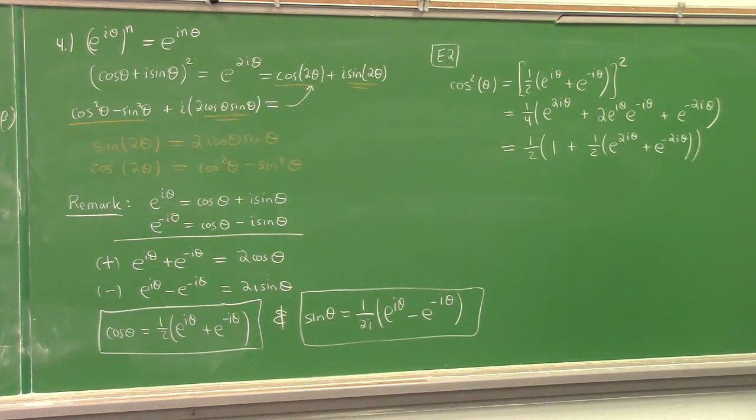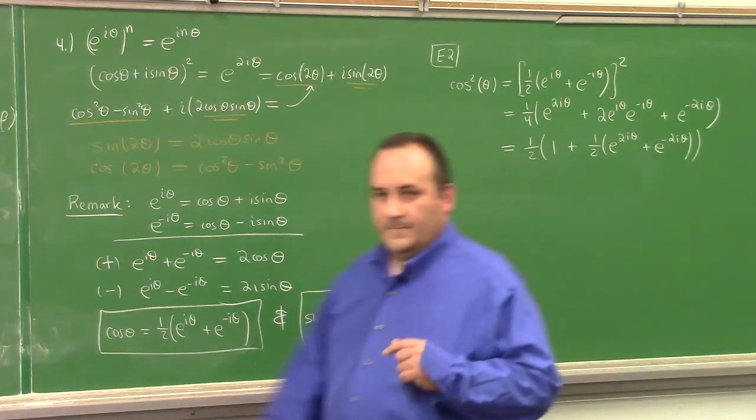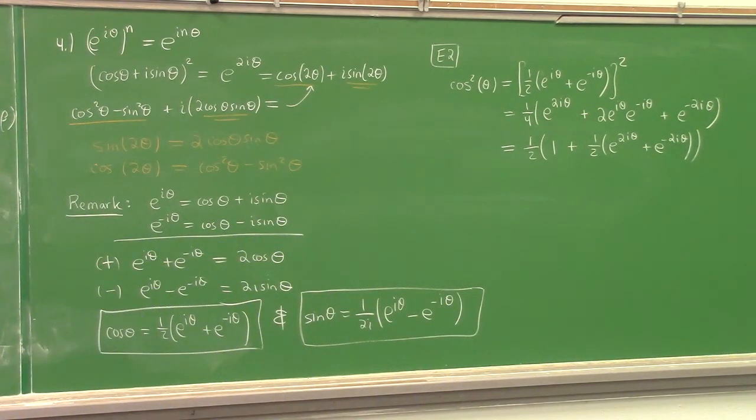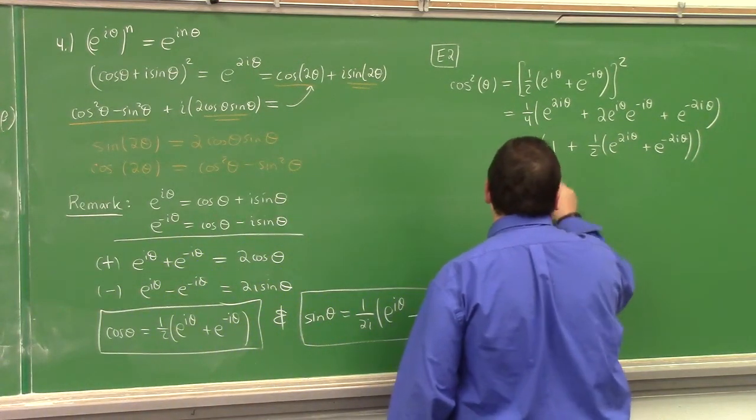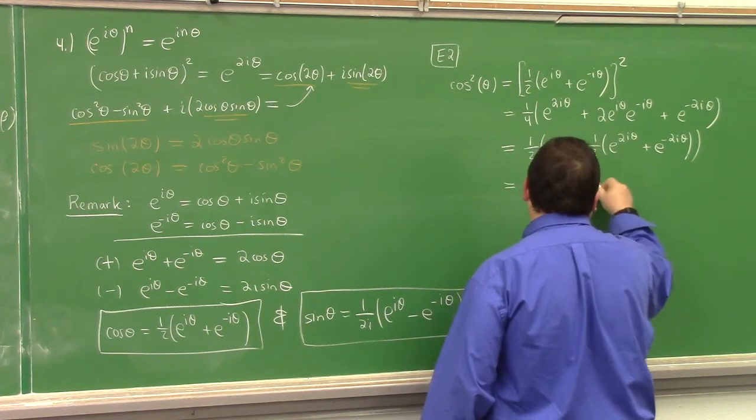Notice 2 over 4 is a half. That's what gave me the 1 there. And then the other 1/4 I rewrote as 1/2 times 1/2. The reason I did that is so that I can go, wait a second, that is just the formula for cosine theta, right? That's just the formula for cosine theta with theta replaced with what? With 2 theta, right? So what I have is 1/2 of 1 plus the cosine of 2 theta.